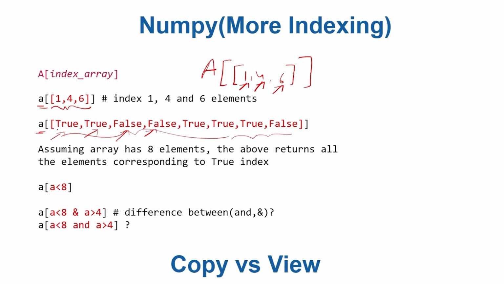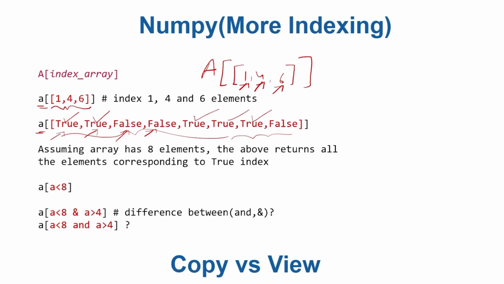For example, assume here that you have an array A, which is a one-dimensional array with 8 elements: 1, 2, 3, 4, 5, 6, 7, 8. Now you pass a Boolean mask inside, obviously with 8 true or false values. Wherever there is true, pick the very first value, pick the second value, don't pick the third value, don't pick the fourth value, pick the fifth value, pick the sixth value, pick the seventh value, and don't pick the last value. So that is also possible in NumPy.